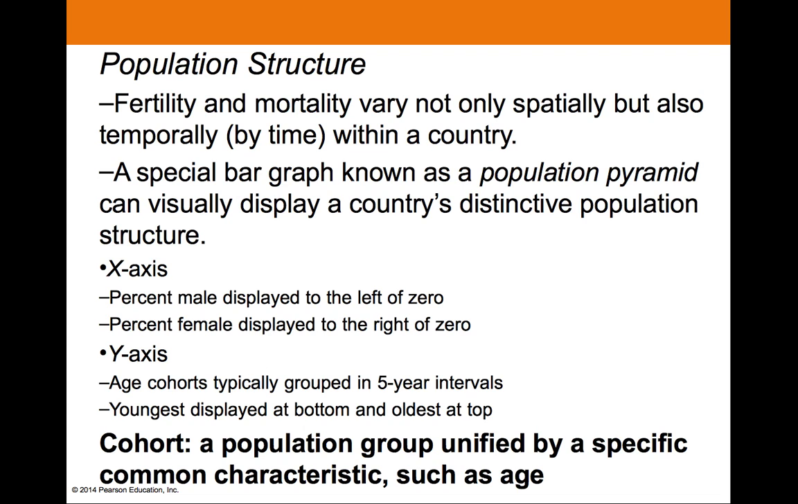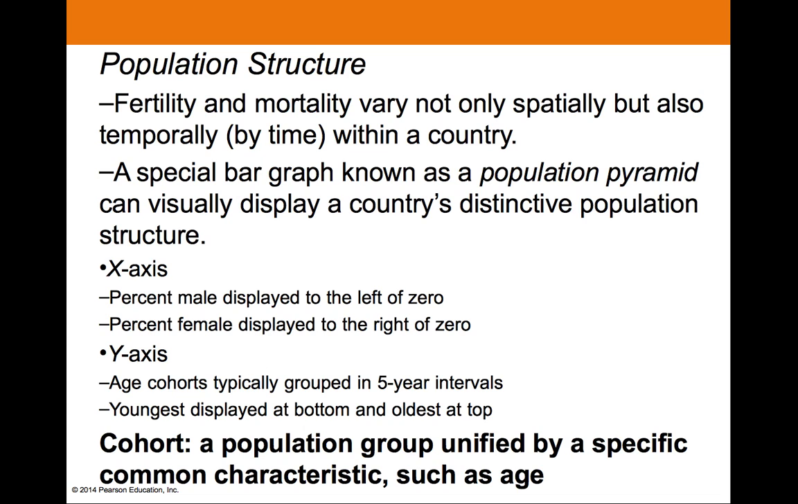So, of course, we have our x-axis and our y-axis. And along the x-axis, we have the percent male displayed to the left of the 0. And then we have the percent female to the right. And then along the y-axis, we have the age cohorts that are typically grouped in 5-year intervals. And the youngest, of course, is displayed at the bottom with the oldest going to the top.